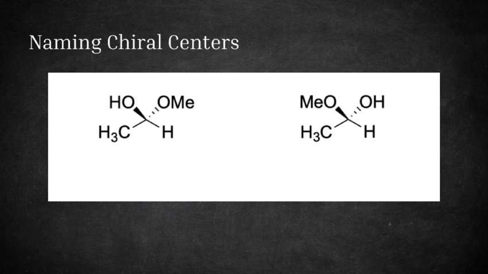To determine priority, we look at the atoms directly bonded to the chiral center. If two atoms are the same, like the two oxygen atoms here, we then move to the next atoms they are bonded to. The hydroxyl group OH is bonded to a hydrogen, while the methoxy group OCH3 is bonded to a carbon, which takes precedence due to its higher atomic number. Therefore, the methoxy group gets the higher priority, and using the steps we learned earlier, we can determine the absolute configurations for these enantiomers.